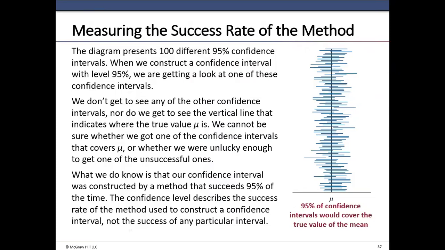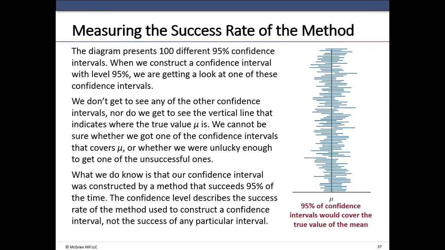When we construct a confidence interval with 95% confidence, we are going to look at one of these confidence intervals. We don't get to see any of the other confidence intervals, nor do we see the vertical line that indicates where the true value of mu is. We cannot be sure whether we got one of the confidence intervals that covers mu or whether we were unlucky enough to get one of the unsuccessful ones. What we do know is that our confidence interval was constructed by a method that succeeds 95% of the time.